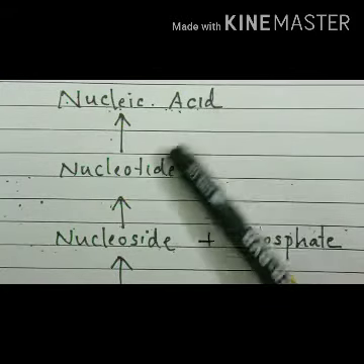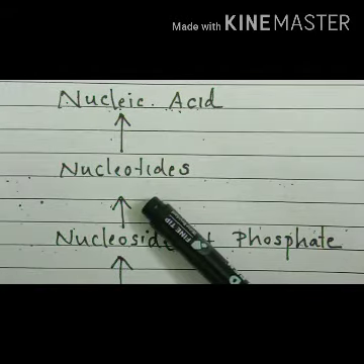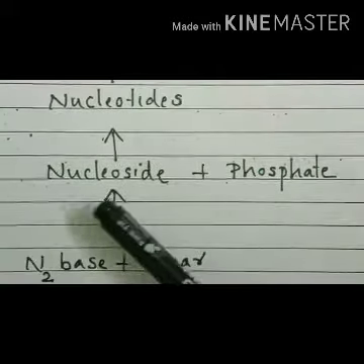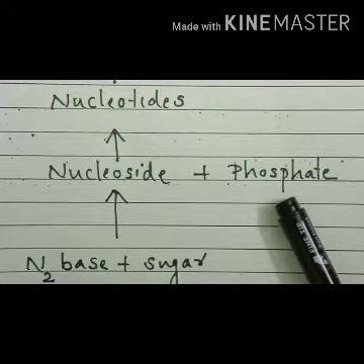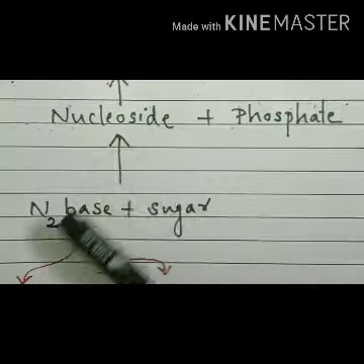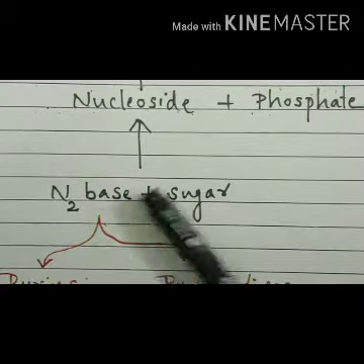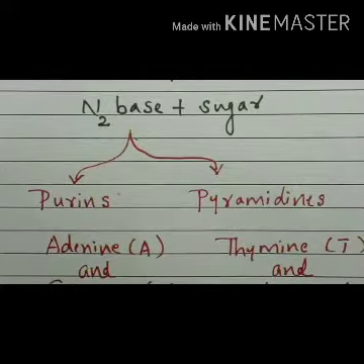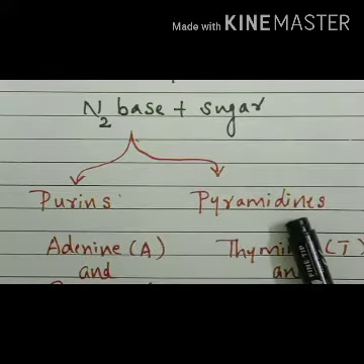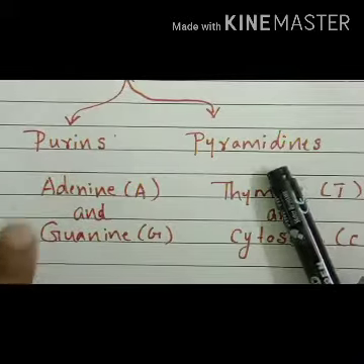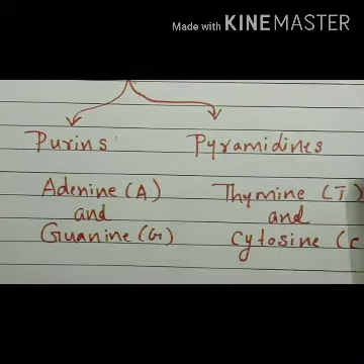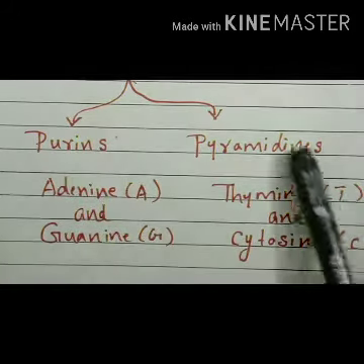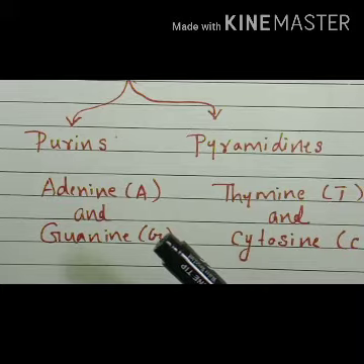Nucleic acids are formed by the polymerization of repeated units called nucleotides. Each nucleotide consists of a nucleoside and a phosphate. Nucleosides are formed by the combination of a nitrogen base and a sugar. Nitrogen bases in nucleic acids are of two types: purines and pyrimidines. Purines include adenine and guanine. Pyrimidines include thymine and cytosine. So these are the four nitrogen bases that can be seen in nucleic acids.